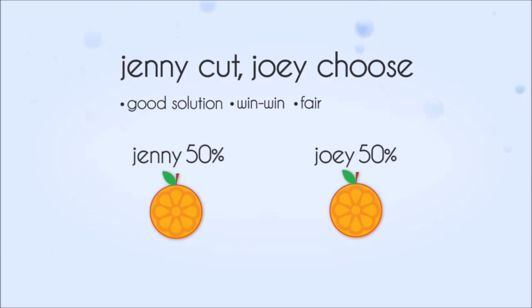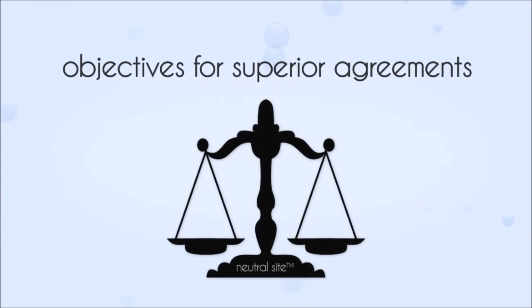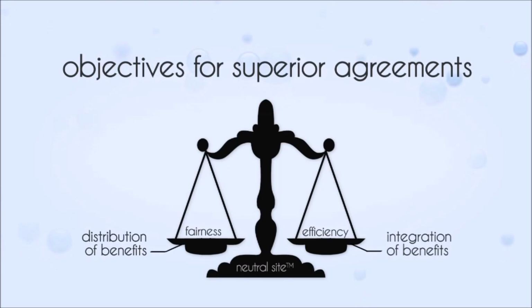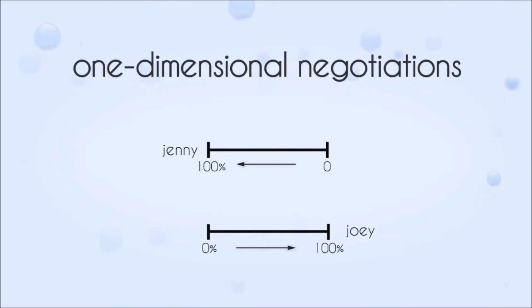But it turns out that we can do even better than this when we recognize that there are two important objectives that help us achieve superior agreements: fairness and efficiency. Divide the benefits fairly and don't leave value on the table. The children in this conflict were using adversarial methods, assuming a one-dimensional model of negotiations. Both children wanted the whole orange, and the problem was that if one was to get more, the other had to get less. The first step in solving this problem is to relabel these scales.